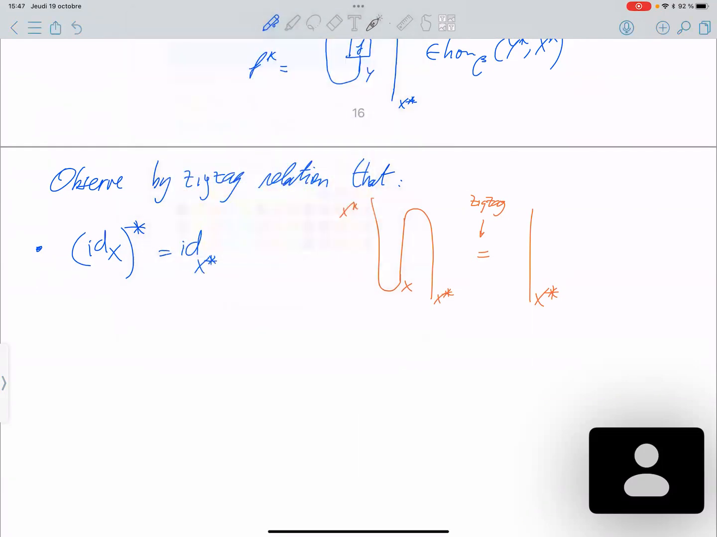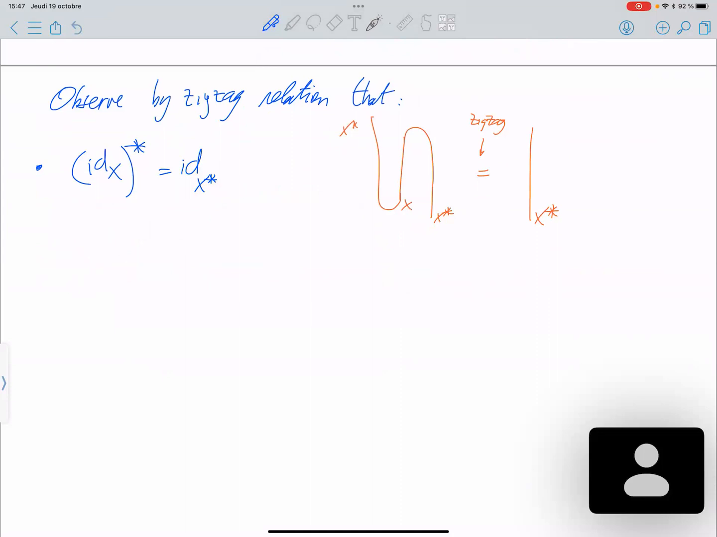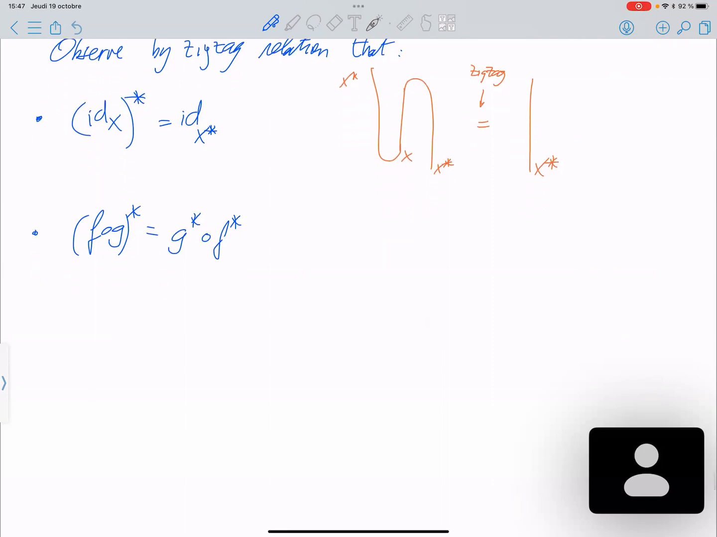Then, the dual of the composition: the dual of the composed morphism F with G is the dual of G composed with the dual of F. How to see that?